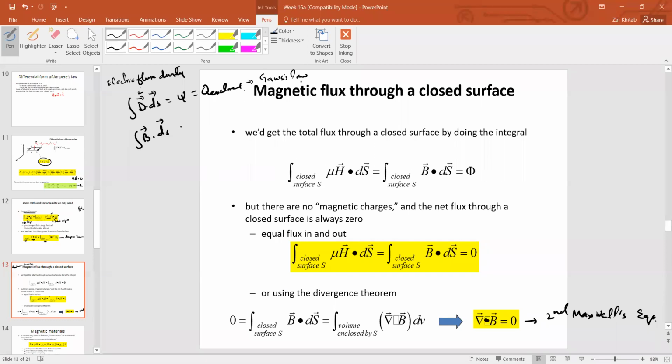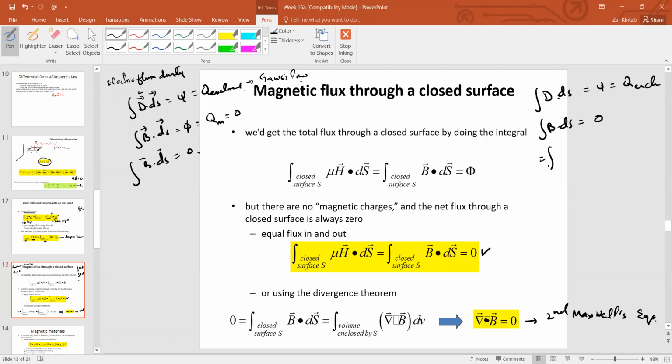So what should B dot ds be? It should be the magnetic flux, phi, and should equal the magnetic charge. And remember, there's no magnetic charge in this universe. It's zero. So the integral of B dot ds is equal to zero. Remember, D dot ds in the electric case was equal to psi, which equals Q enclosed. So the counterpart in magnetism is B dot ds, which comes out as zero.